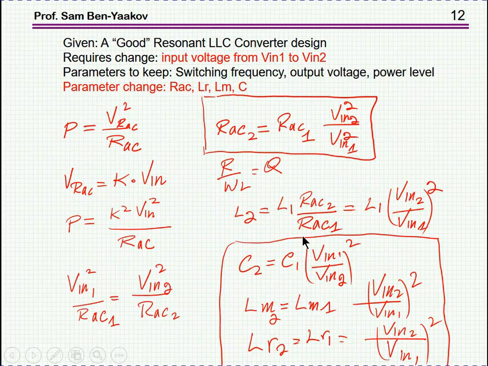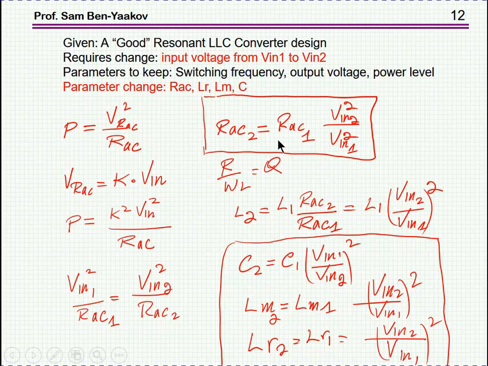Another case. Suppose we like to keep everything as it is, but change V in. That is, we have a certain input voltage, we want to work at another input voltage, keeping the power, switching frequency, output voltage, everything else the same. Starting with the relationship of power, which is V squared, this is V across RAC over RAC, and since the V across RAC is always a fraction of V in, and it is the same fraction for the two cases, power will be K squared times V in squared over RAC. Now I take it for the two cases, before and after, dividing it out, and again, without going into all the details, here are the results we are getting.